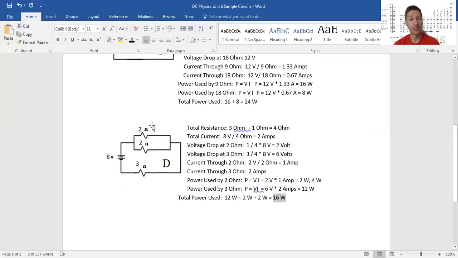Where's the energy coming out? At these locations here. Godspeed. I hope this helps you with solving some circuit problems.